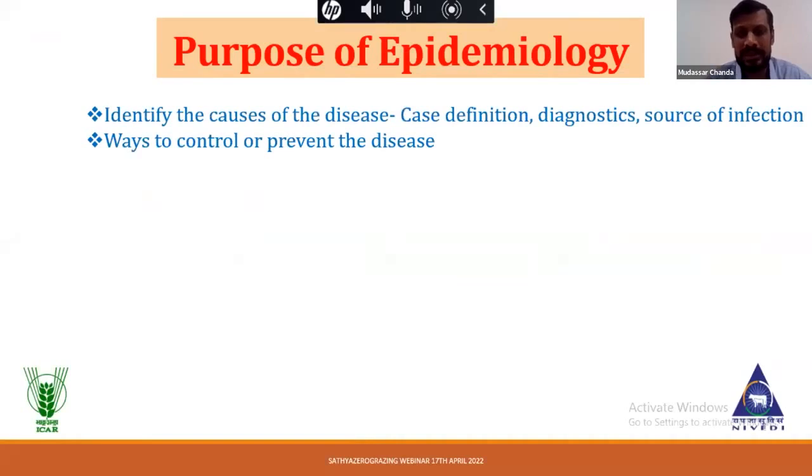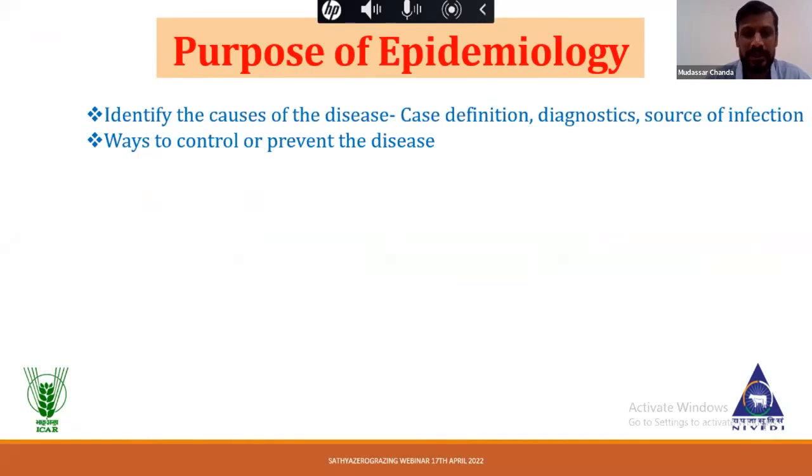So the very purpose of understanding epidemiology, in terms of outbreak investigation or any other study, is to identify the cause of the disease, and the most important thing is how best we can prevent and control it. If you identify the cause, do diagnostics, and identify the source of infection, but don't adopt a systematic control strategy to control the outbreak or prevent future occurrence, then it is incomplete.